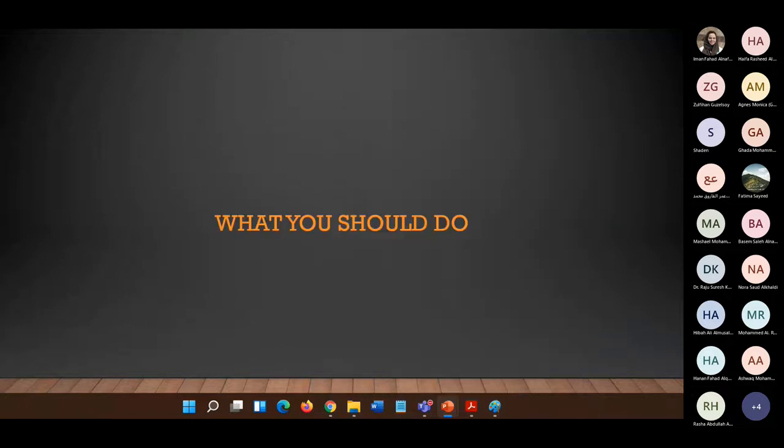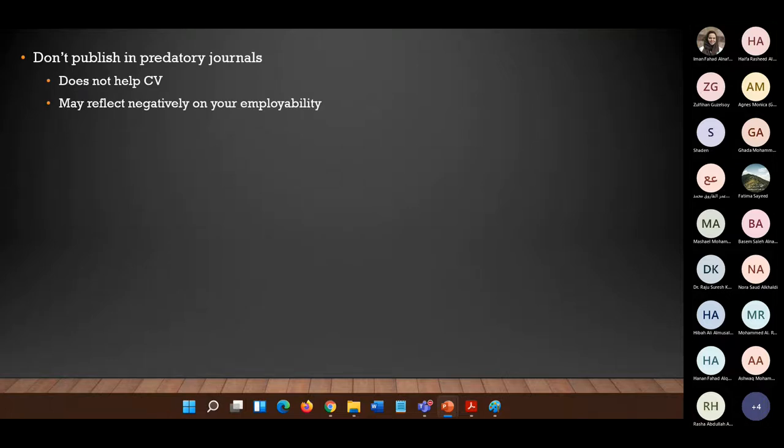So what should you do? First, don't publish in predatory publishers. Be careful. Look at the journal, study the journal. You may think that another publication will help your CV, but in reality, it will not help your CV. And it may negatively affect your employability. If employers see that you have published in predatory publishers, then they will say, oh, you are one of these people who publish in predatory publishers.